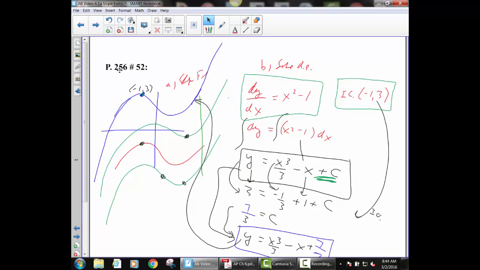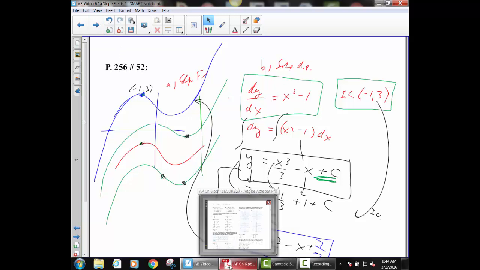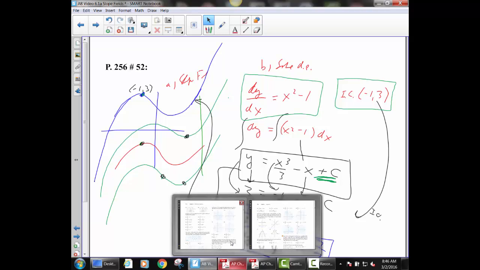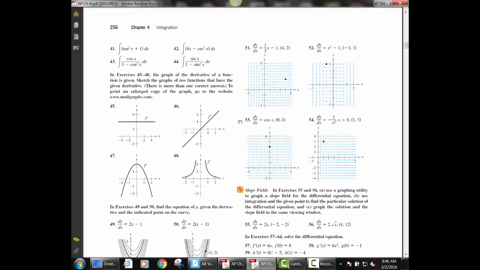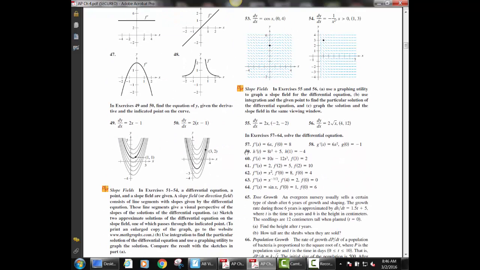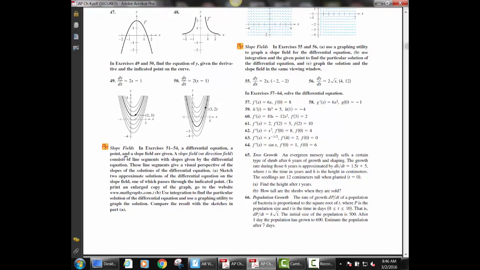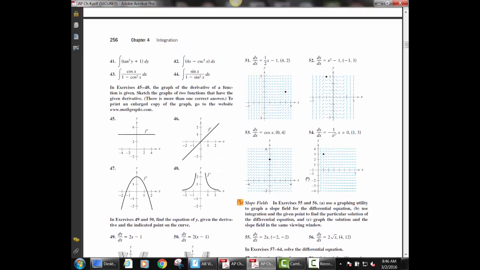If you look at page 256, number 52, they are going to ask you, I believe... Oh, that's page 256. Let me pause for a second. Okay, welcome back. So here's page 256, number 52. Here are the directions. They actually introduce slope fields within a question. So here's all the same definition we talked about. Sketch 2 approximate solutions of the differential equation on the slope field, which they're giving you, one of which passes through the indicated point. And then use integration to find the particular solution of the differential equation. And then you can actually draw it on your calculator.